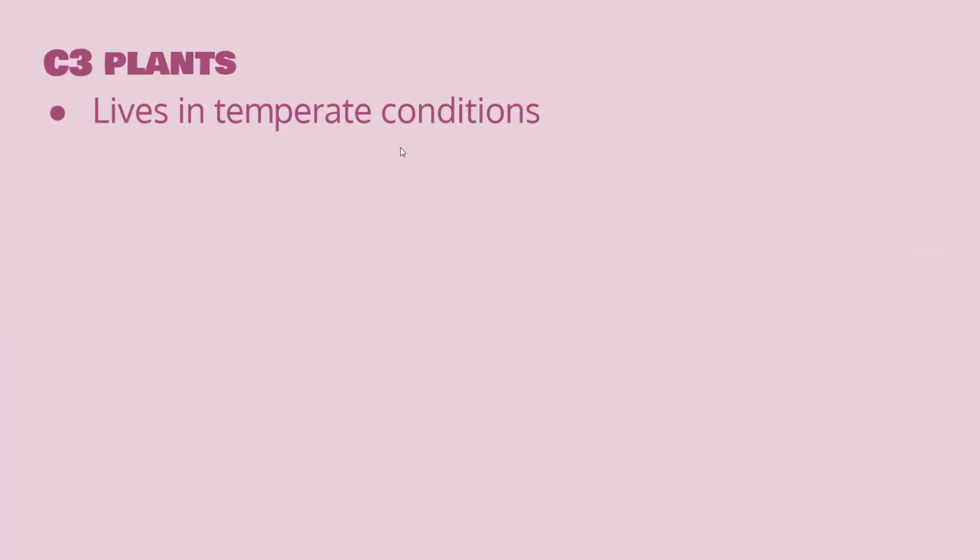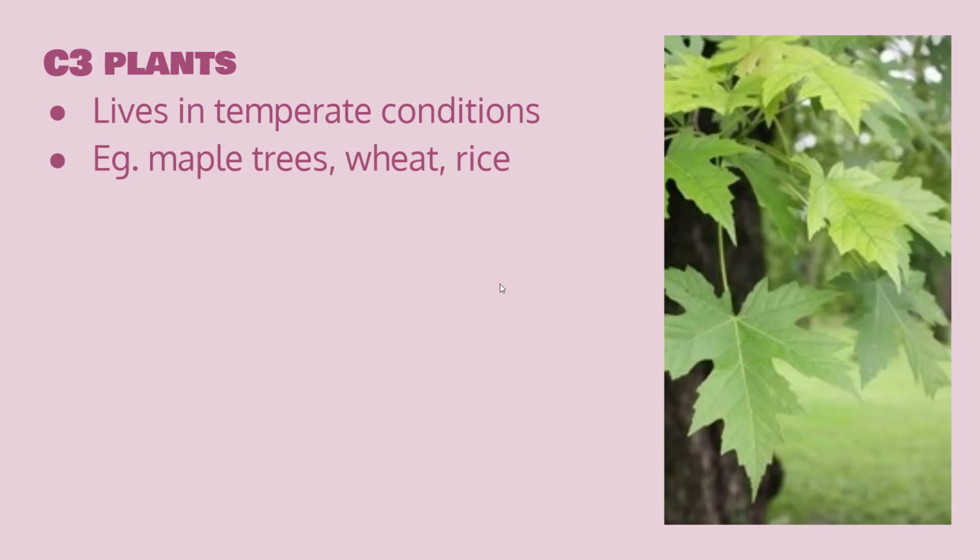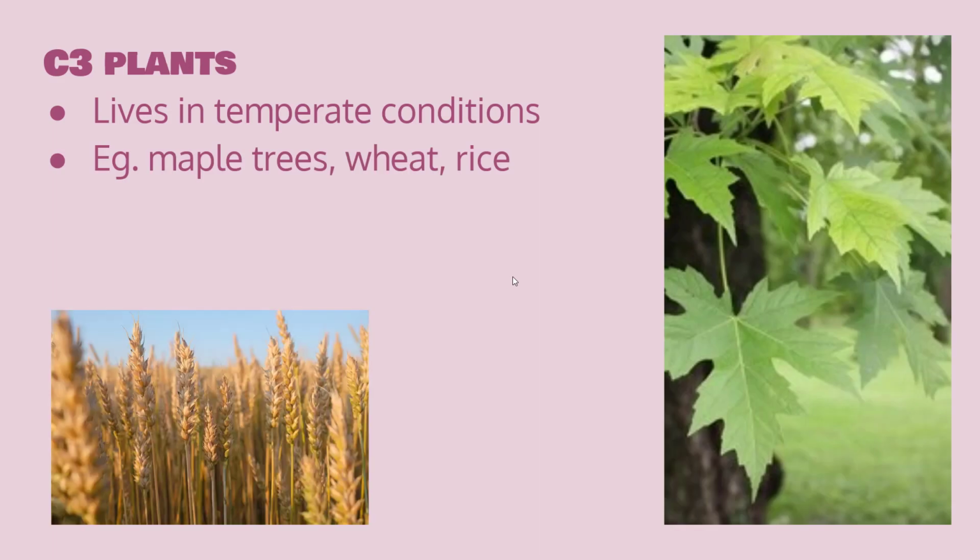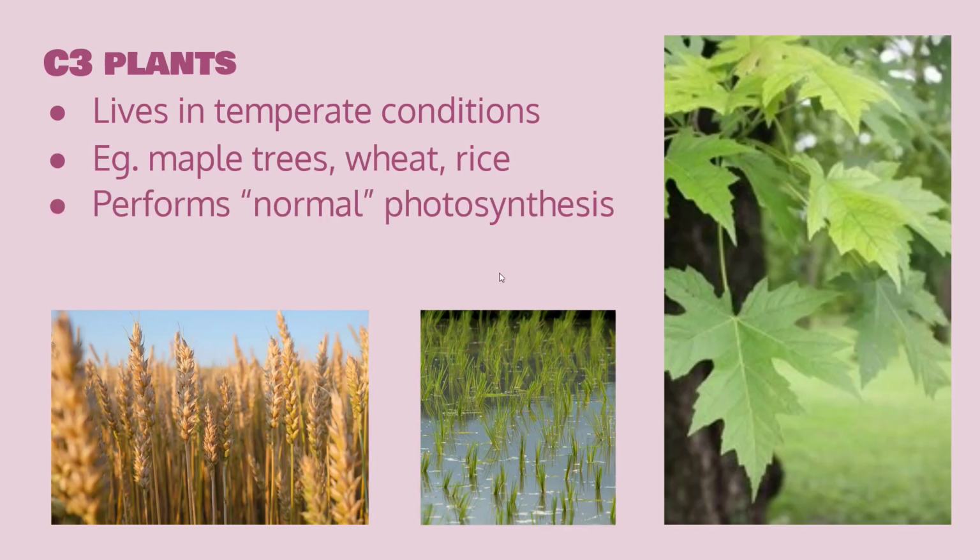It lives in temperate conditions and it's the most common type of plant, so it's probably most of the plants that you would encounter. So for example, we have maple trees, wheat, and rice. The C3 plant does normal photosynthesis, and in this video I'm assuming you already have a background understanding of how photosynthesis works. So the C3 plant follows that process that you've probably learned about in the textbook, and later we'll talk about how C4 and CAM plants have adapted their photosynthesis to be different.